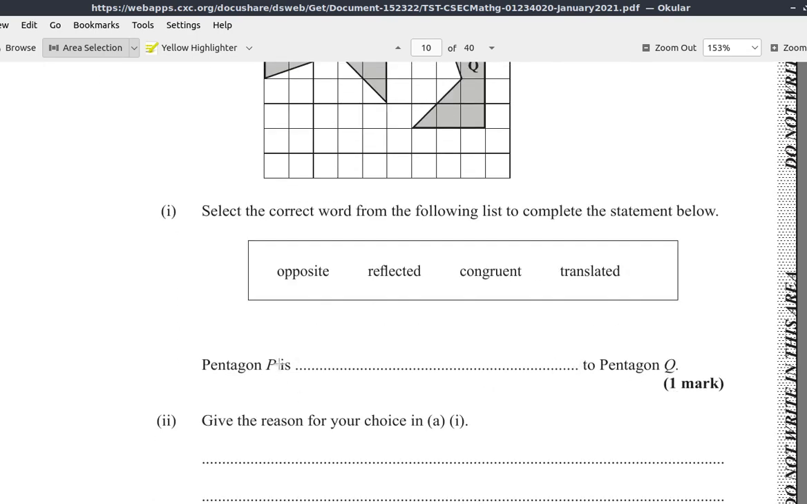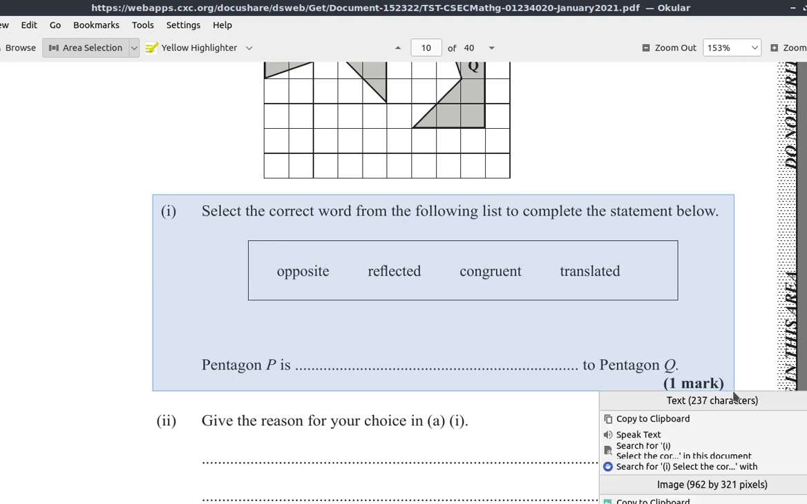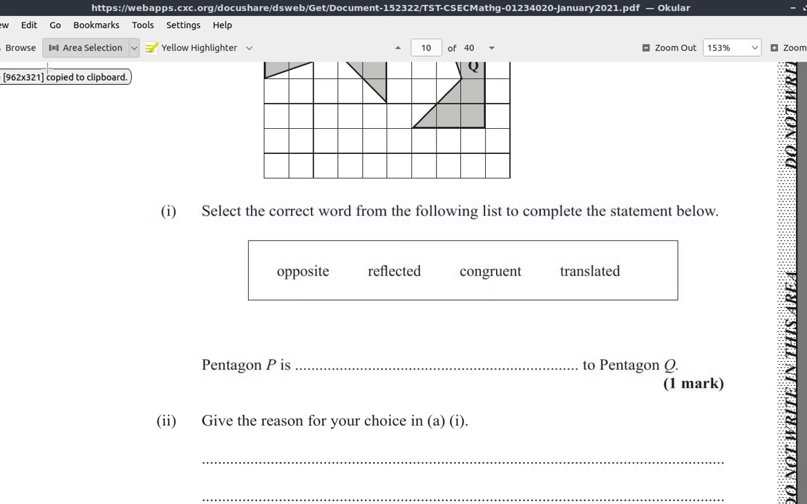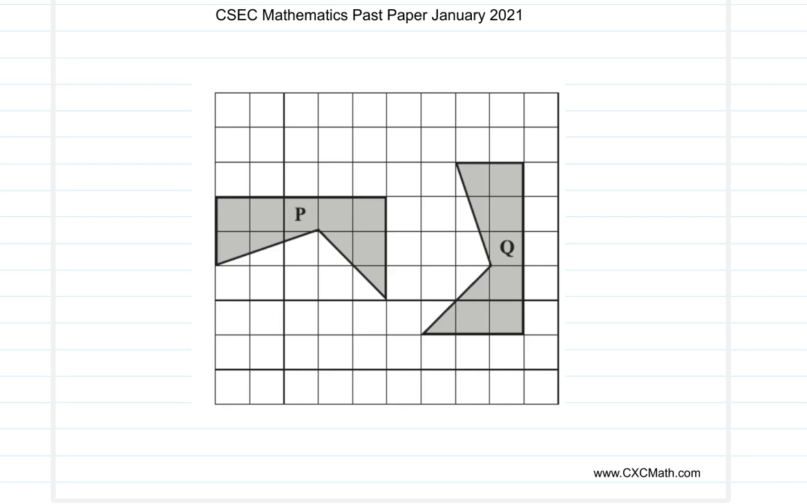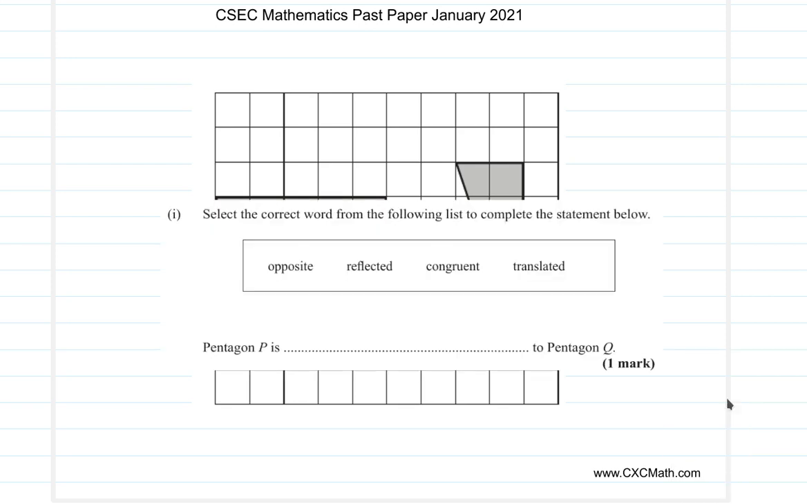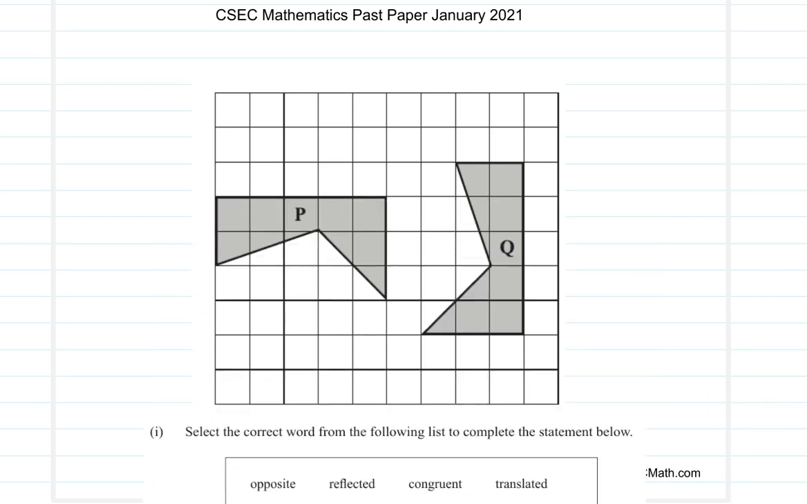Pentagon P is opposite, reflected, congruent, or translated to pentagon Q? Let's copy this and put it over here, as I've already copied the pentagons over here. Now, opposite. No, that would not make sense here.